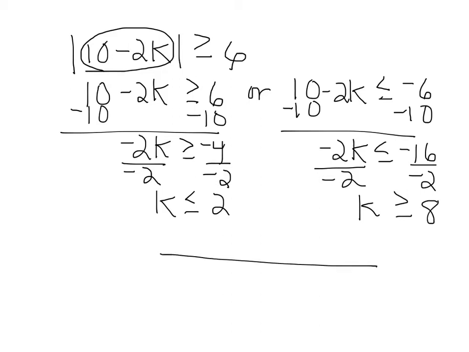And the way that translates to my number line graph is I graph my critical numbers. They're both colored in because it's less than or equal and greater than or equal to. I put the 2 here, I put the 8 here. It's all the numbers that are less than or equal to 2, or the numbers that are greater than or equal to 8. Really all that we have here.